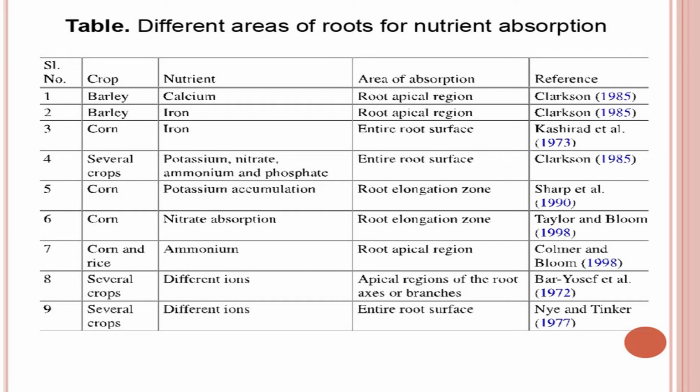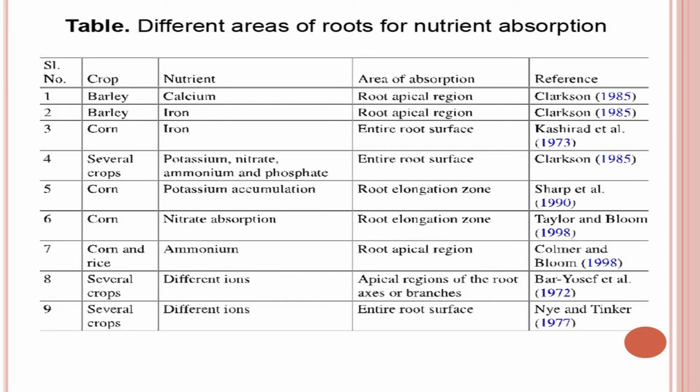First take the crop barley. In barley, suppose the nutrient is calcium. It is mostly absorbed in the root apical region, reported by Clarkson in 1985. Then barley, for example iron, is again absorbed at the root apical region, again by Clarkson. For corn, iron is absorbed by the entire root surface. For several crops, potassium, nitrate, ammonium and phosphate are absorbed by the entire root surface, by Clarkson 1985.